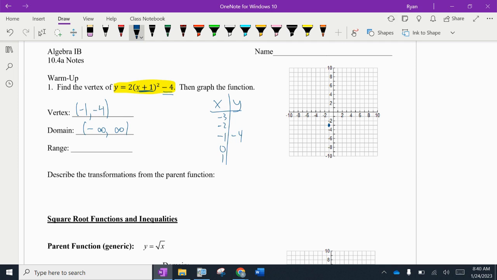I'm not terribly interested in being precise in this one, quite honestly, so I'm not going to put those numbers through there. But what I am going to ask you is, from this vertex, is the parabola opening up or down? Up. How do we know? 2 is positive. This means we're going up. So it's going to go up, something kind of like that.